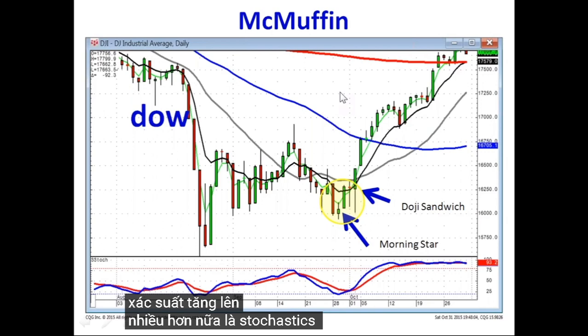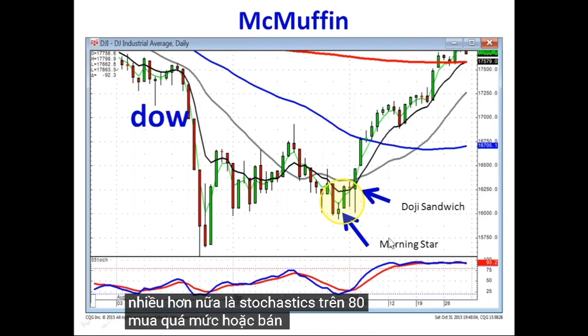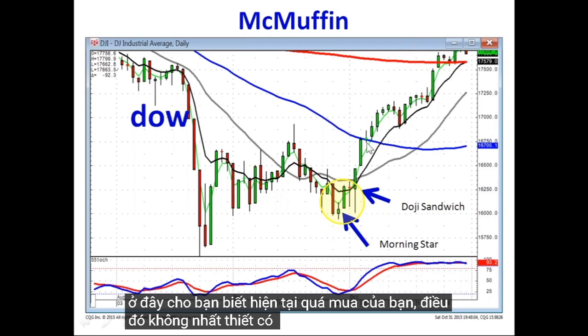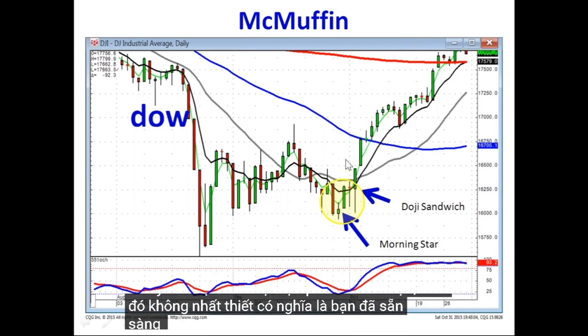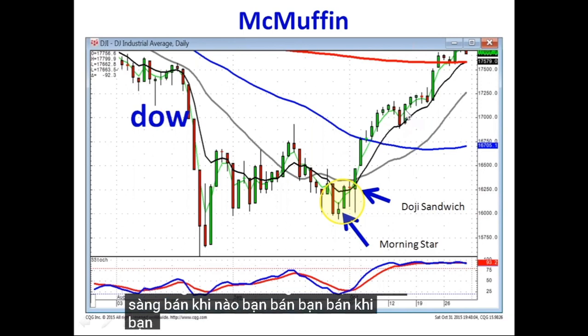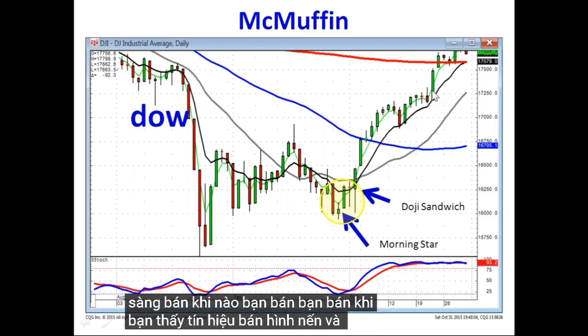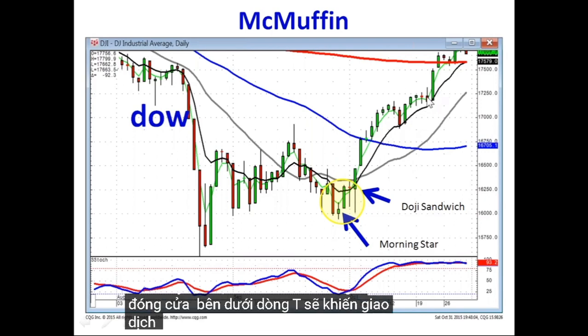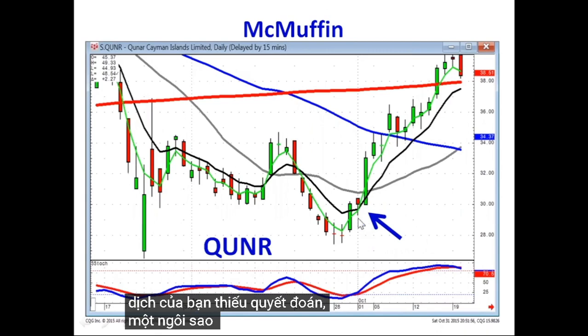Is stochastics over 80 overbought or oversold? Stochastics up here tell you you're overbought. Now that doesn't necessarily mean you get ready to sell. When do you sell? You sell when you see a candlestick sell signal and a close below the T-line. That will take a lot of indecisiveness out of your trading.